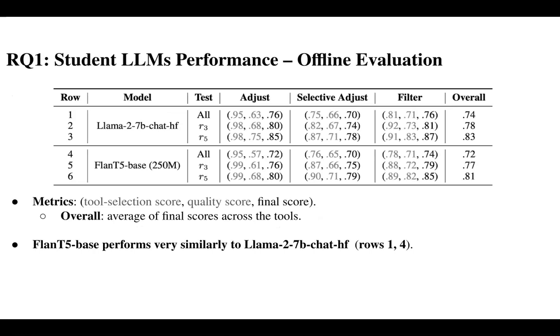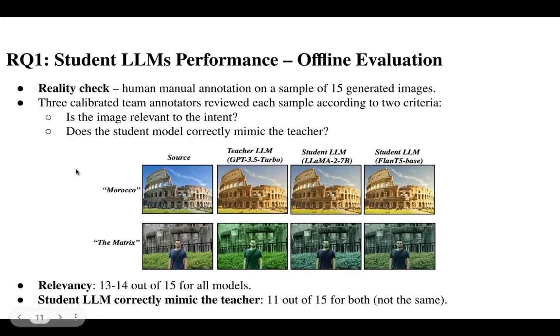In research question 1, we found in our offline evaluation on the test sets that Llama 2 7 billion chat and Flan-T5 base perform very similarly in terms of overall accuracy, which is the average of final scores across the tools. In our reality check on the generated images by applying the LLM's outputs in our app, we ask the annotators 2 questions per sample. First, is the image relevant to the intent? And second, does the student model correctly mimic the teacher?